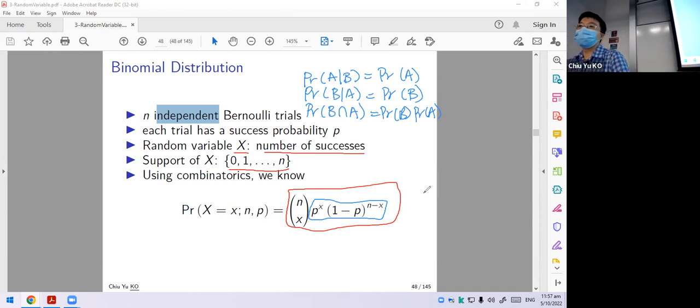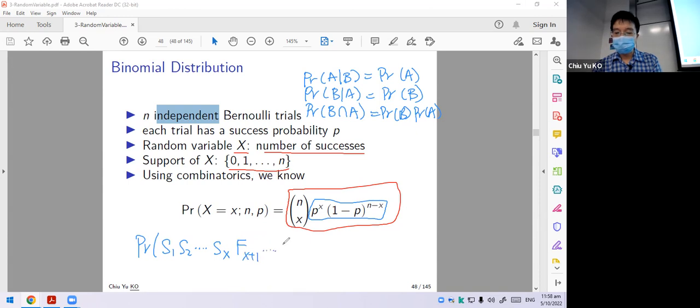What's the probability of doing it? The probability of this is an intercept. So let me write that down. You want the probability of, let's call success S: first success, second success, up to X successes, and we have failure of X plus 1, up to F of n. So this is what we want to find: first success, second success, up to X successes, and X plus 1 is failure up to the nth one are the failures.